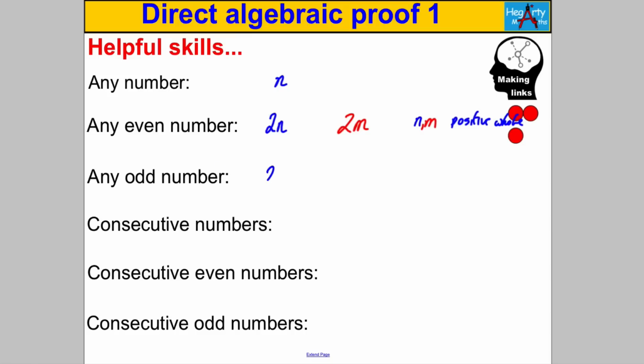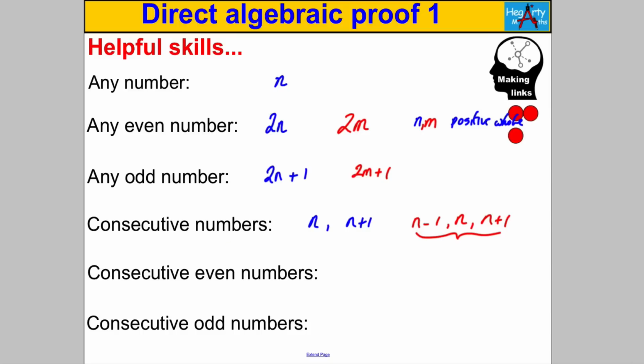Okay? What about an odd number? Well, an odd number is always an even add 1. So we usually write 2n add 1 for an odd number. Or if it was a different odd number, we might call it 2m add 1. Again, n and m must be positive whole numbers. What about consecutive numbers? Well, if we wanted two consecutive numbers, we usually call them n, and the one after it, remember consecutive means directly after it, n add 1. And what if someone said three consecutive numbers? Well, a little trick here for that. We might say n, and the one after it is n add 1, and the one before it is n subtract 1, and they're three consecutives. We usually use that little trick to help us with those proofs.